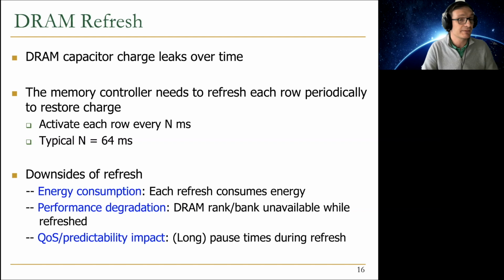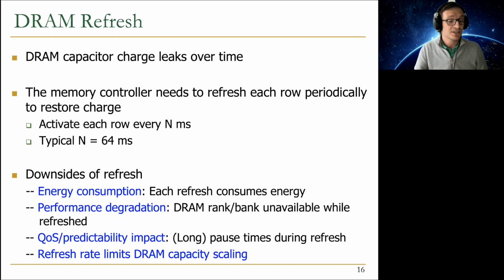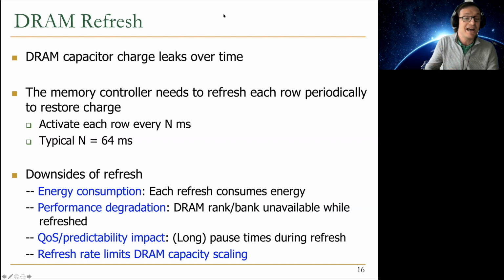And a critical request, for example, that the user really wants at that time may be delayed because you have to refresh the bank, right? And that's actually unfortunate in terms of quality of service. And it turns out how frequently you need to do refresh really limits how far into the future you can scale the capacity of DRAM. Let me actually talk about this a little bit.